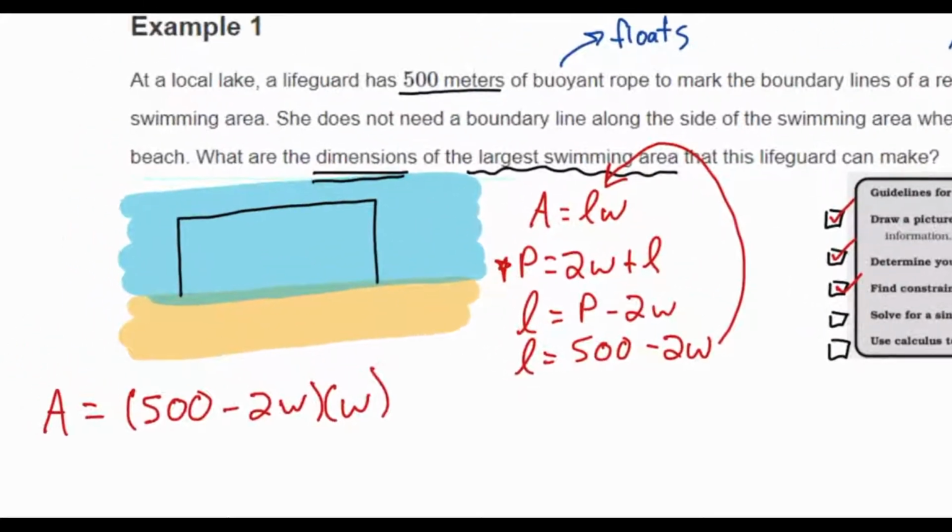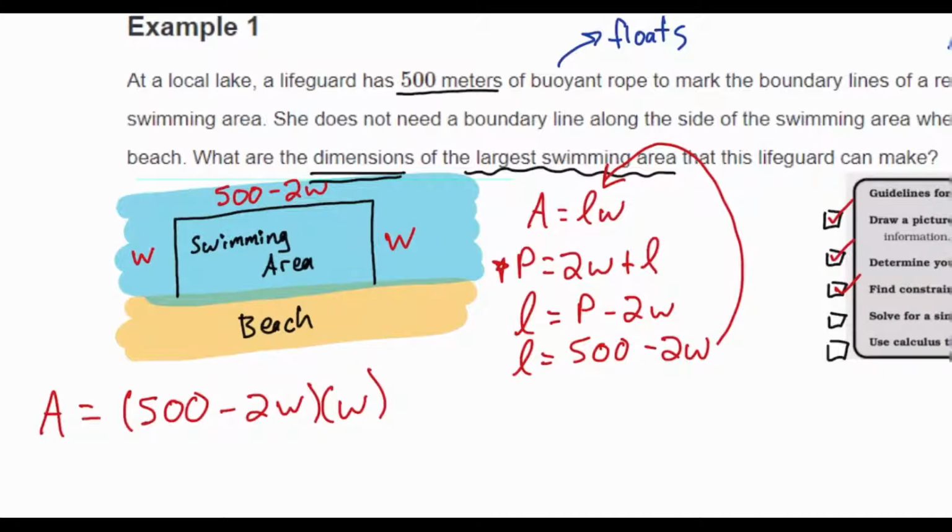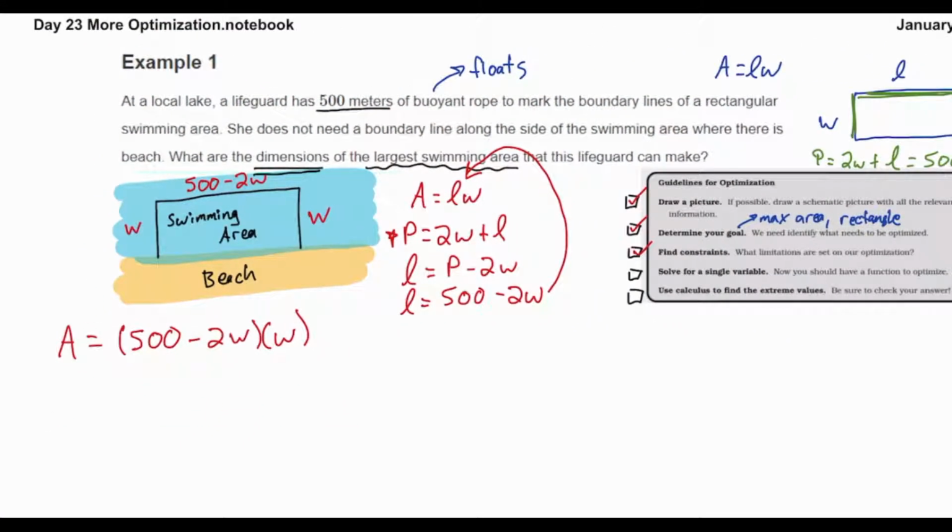And let's label that on our diagram here as well. So I'm going to have width, and the length is 500 minus 2 times the width. And we'll just add a couple extra labels in here to be clear. This is our swimming area, and this is our beach. And let's define a variable as well. Let W be the width of the swimming area.